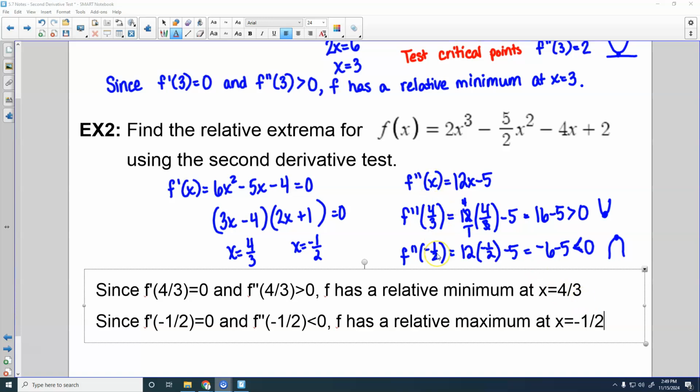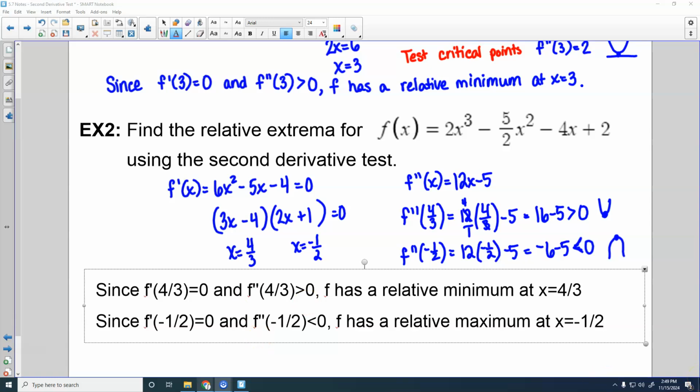And then by similar reasoning, you'll plug in negative 1/2. You'll get a negative number here. So that means that our graph is concave down, which means we would have a maximum at that point. Okay, and you can play with the wording a little bit. It doesn't have to be exactly that, but you need to include those three pieces.